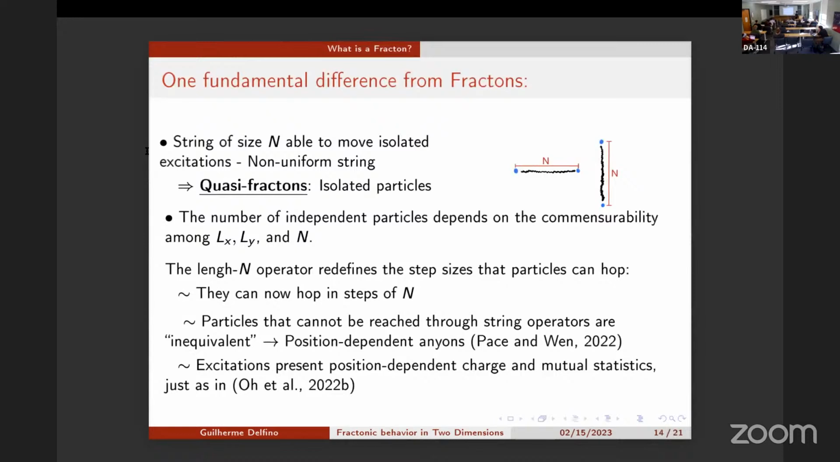These strings actually give us a very nice picture to understand where this commensurability comes from. We can only hop isolated particles with steps of size n. And if I have a particle here and here, and they cannot be reached by string operators, they are not equivalent particles. They are different kinds of anyons. In this paper from Chao-Gang Wen and Salvatore Pace, they introduced this idea of position-dependent anyons. And you can actually show, this is also present in our model, that the anyons in different positions have different quantum numbers. So they have different statistics, they have different charge, and this is very exotic. It's also something that survived from the three-dimensional projection. And in this paper, they were studying this model called the rank-two toric code, which is a tensor generalization of the usual Kitaev toric code.